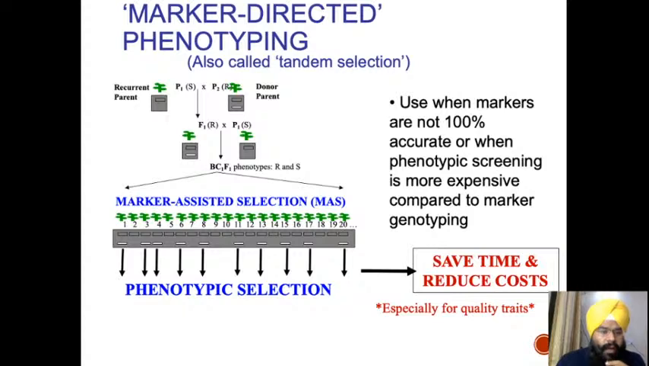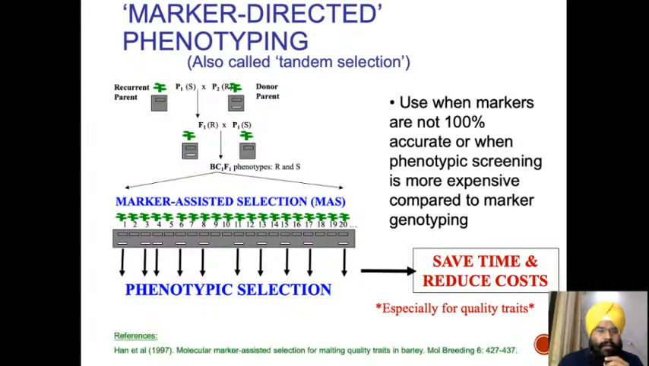So in this marker assisted selection is also done, then phenotype is also selected. In this way, it saves time for us, and it's used when markers are not 100% accurate or when the phenotypic screening is more expensive compared to marker genotyping. So that's how you do your marker directed phenotyping, also called tandem selection.